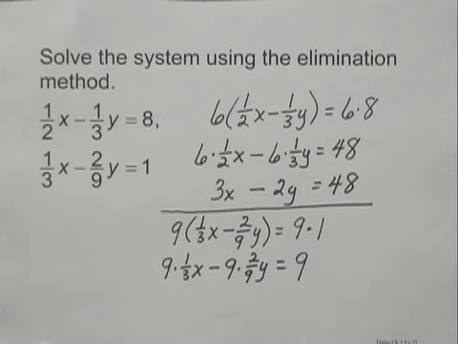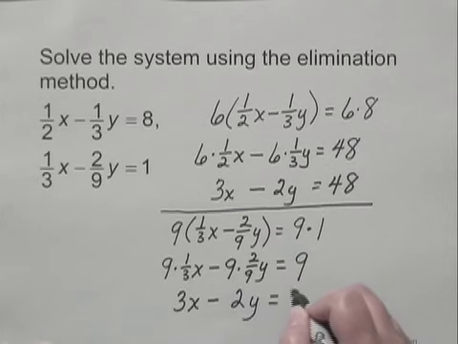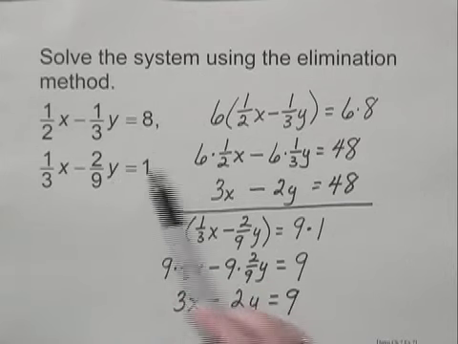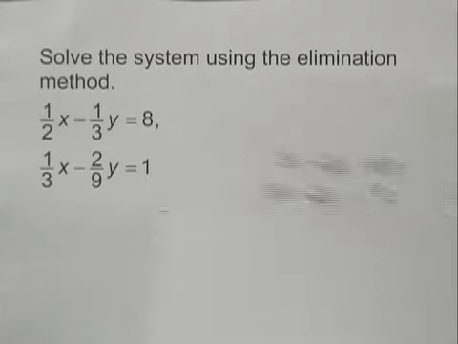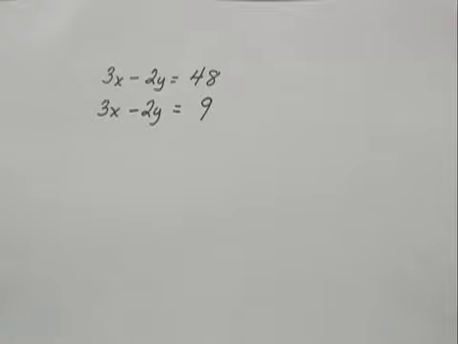9. 9 times 1/3 is 3, so I have 3x, minus 9 times 2/9 is 2, so I have 2y. This equation is equivalent to the second equation. So this same system here is equivalent to the system 3x minus 2y equals 48, 3x minus 2y equals 9.